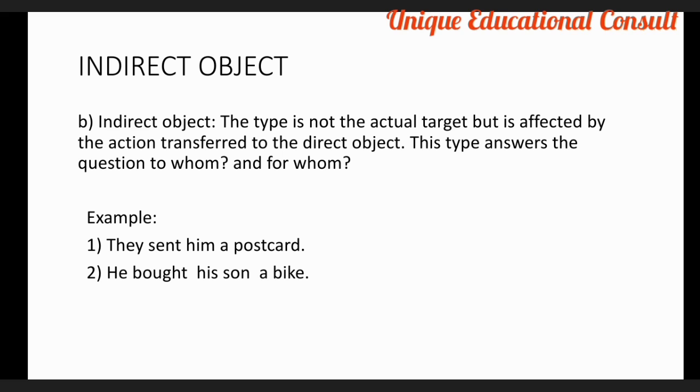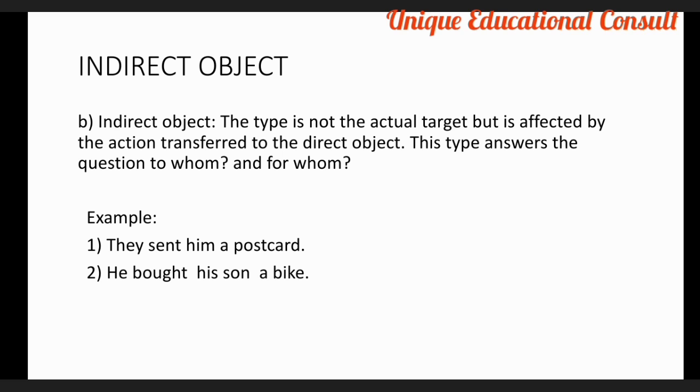Let's look at the two sentences below. They sent him a postcard. They sent a postcard is the actual sentence, and the postcard there is the direct object. So him will be underlined as the indirect object in that sentence. And in this number one, to whom? That is the question, to whom, that it answers. To whom is the postcard sent? That is to him. I hope this is clear.